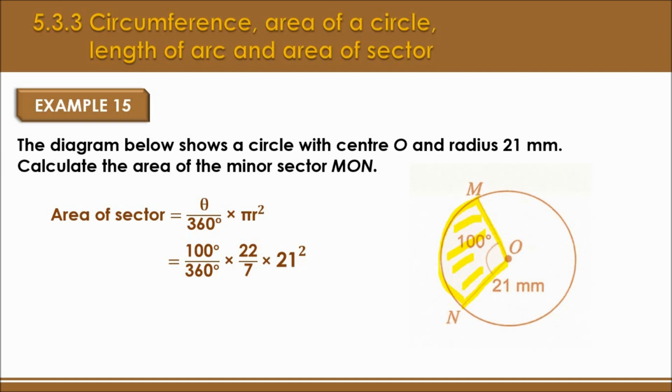If the question does not give you the value of pi, either 22 over 7 or 3.142, you use pi equals 22 over 7. So the answer is 385 millimeter squared.